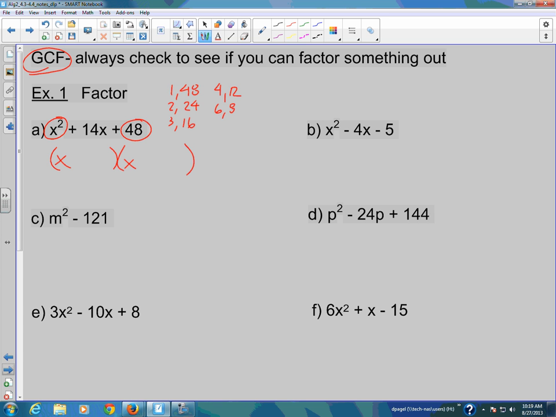I look at that list, and again, all these could produce 48. And I look at those combinations of numbers and see how they might add together to make this 14. And then very quickly, we probably see that the 6 and the 8 works. They're both positive. So that's kind of the trial and error method that we use to factor. We do the same thing over here on B, and we get x minus 5, x plus 1.